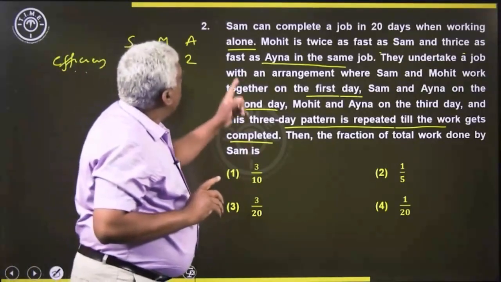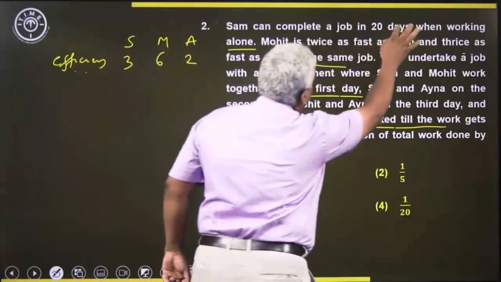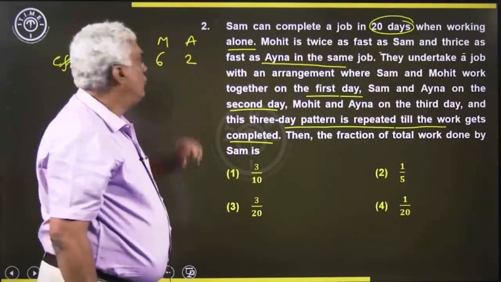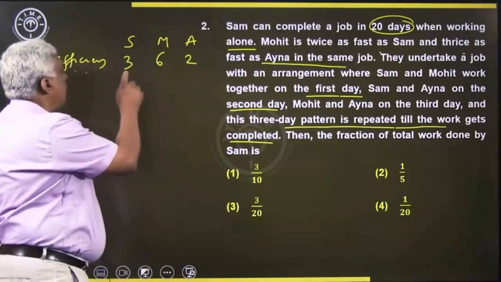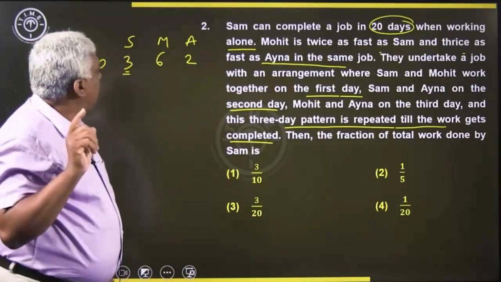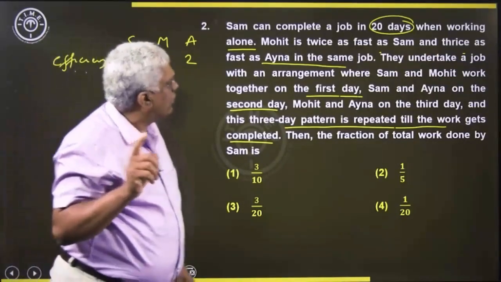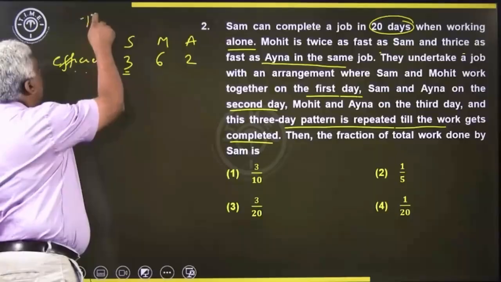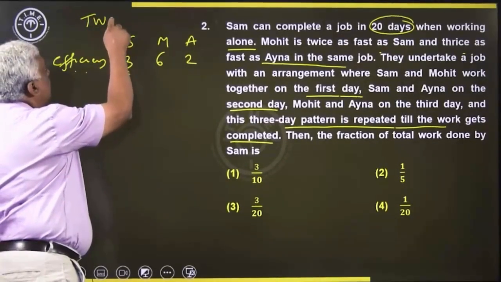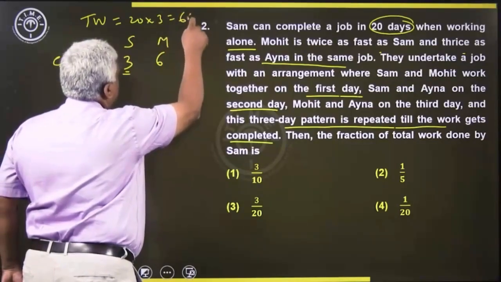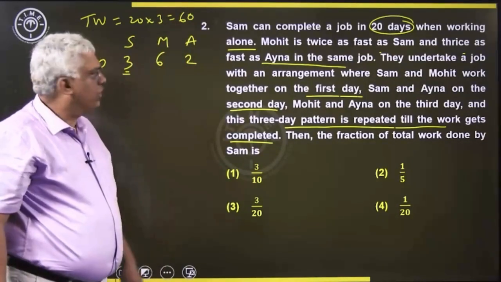Now Sam can complete the total work in 20 days working alone. So working alone, what is the efficiency of Sam? 3. So every day Sam is doing 3 units of work. So 20 days will do 20 into 3 work. That is the total work. So total work is 20 into 3. Let's say total work is 60.